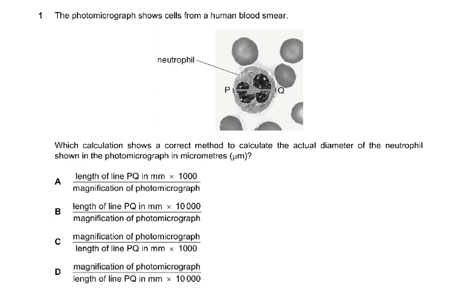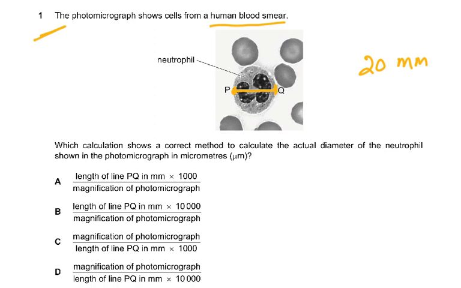Now, starting with question number one, the photomicrograph shows cells from a human blood smear, and there's a neutrophil, and there's a line on it which is PQ. We need to measure this line PQ. So just assume, let's say it is 20 millimeter.